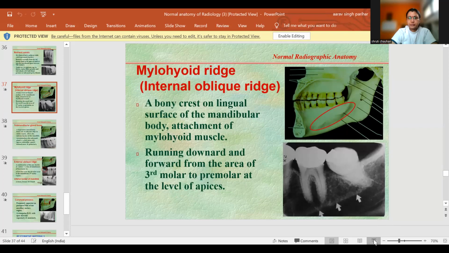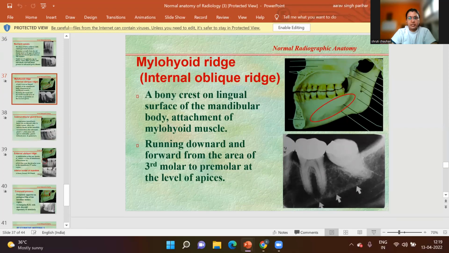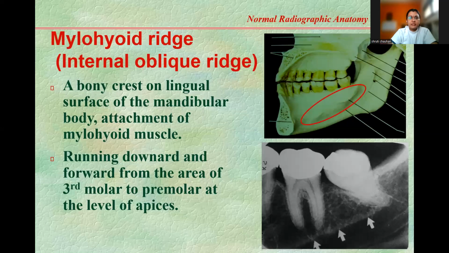Yes, okay. So the mylohyoid ridge. This is the internal oblique ridge. For this, I want you to take your tongue to below your last molar. See, below your last molar. Do you feel an elevation over there? See, try. Yes. So that is your mylohyoid ridge. It's just the internal oblique ridge.